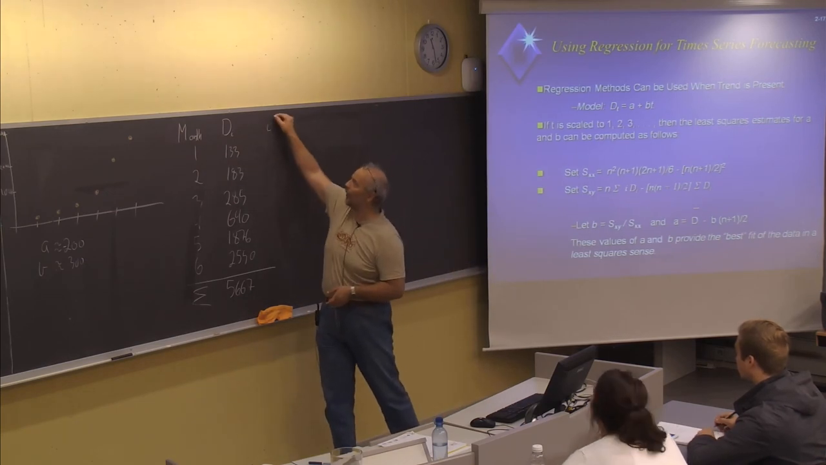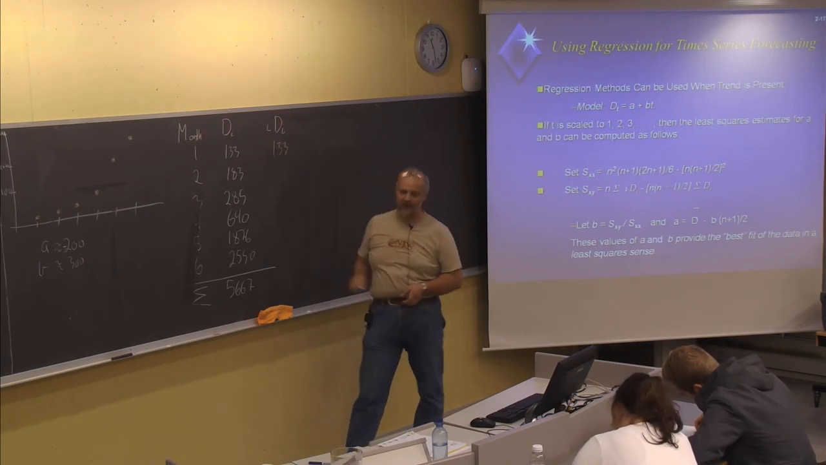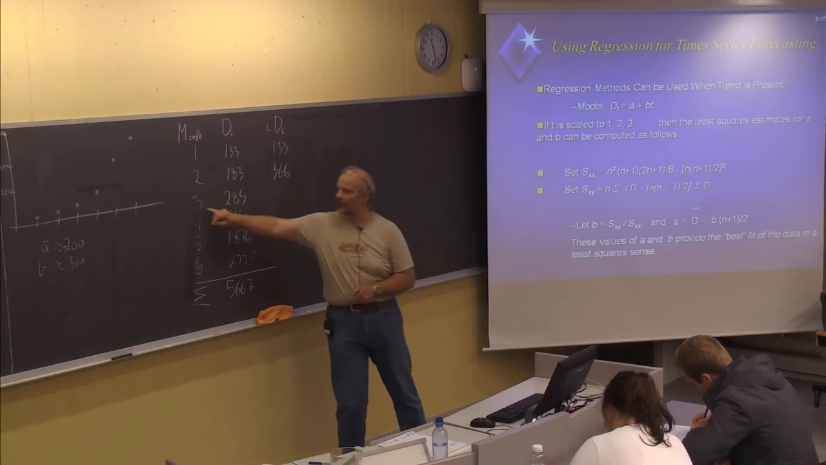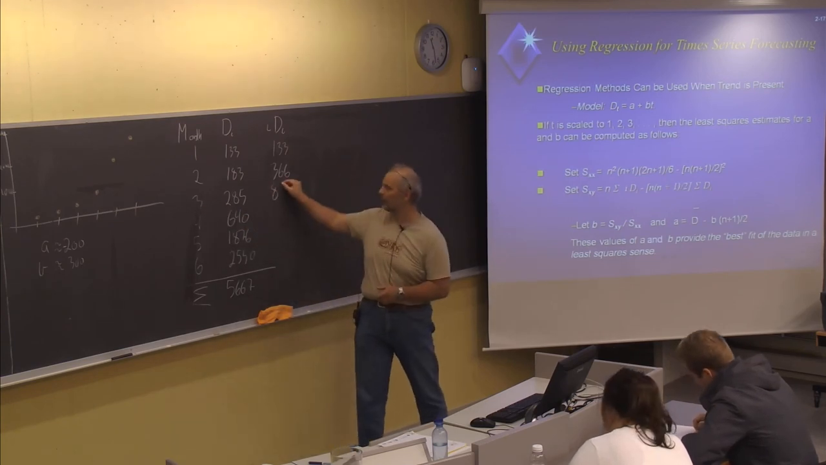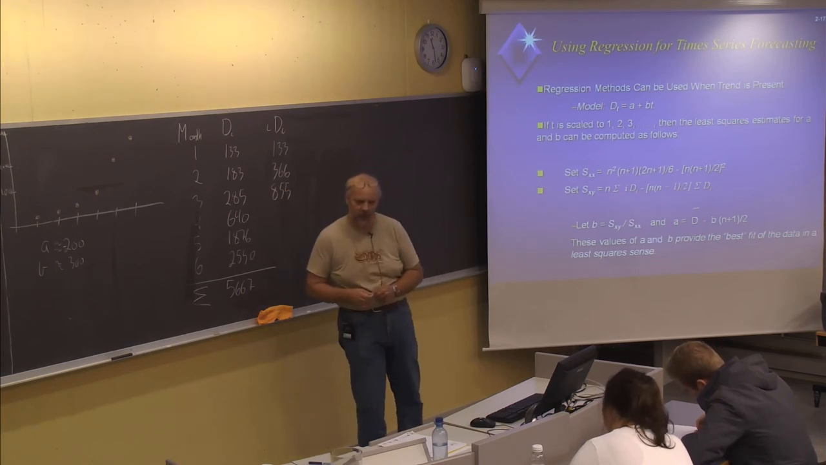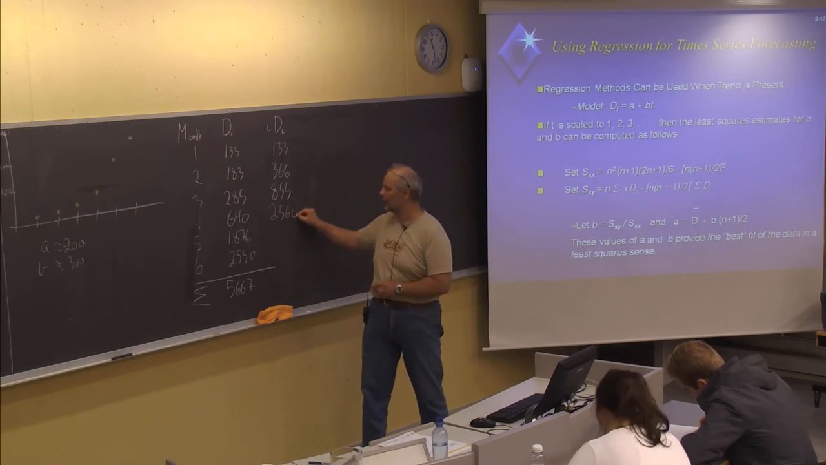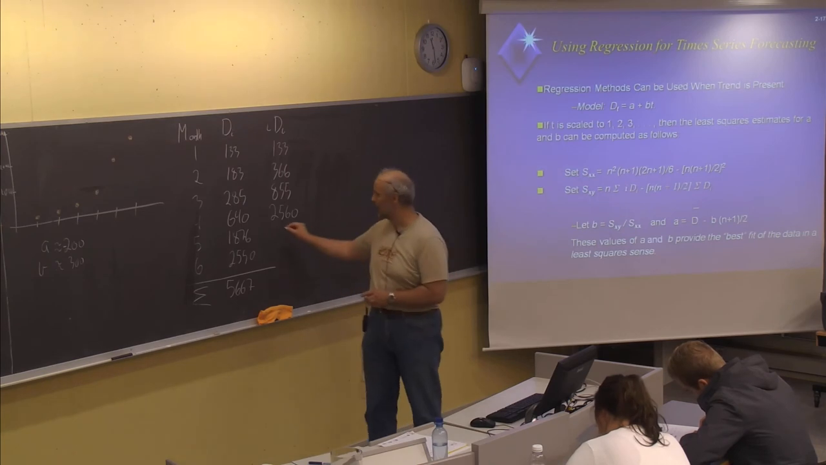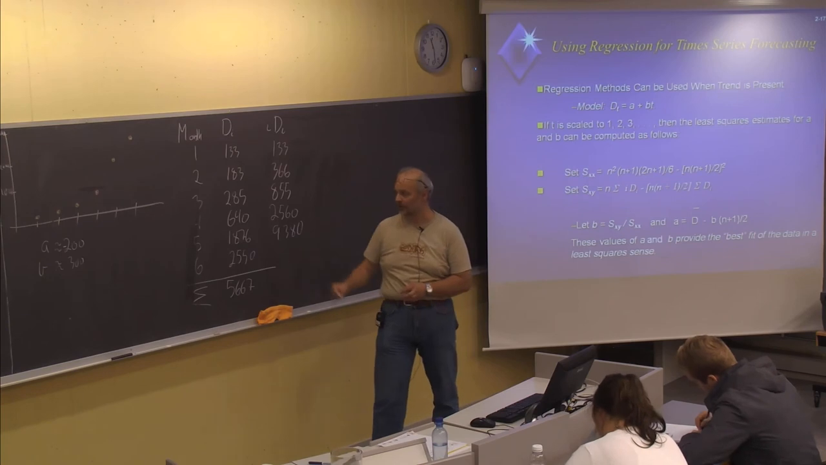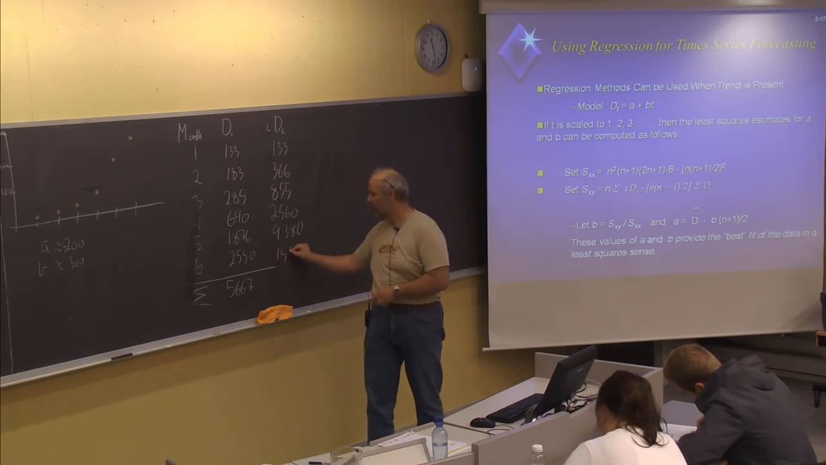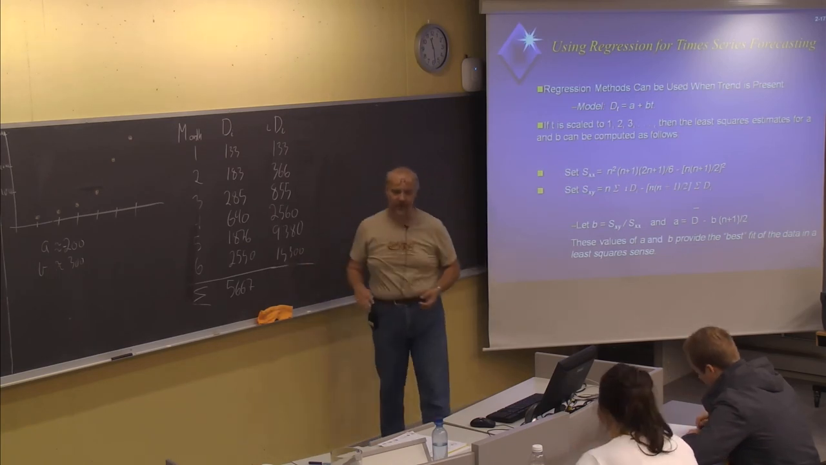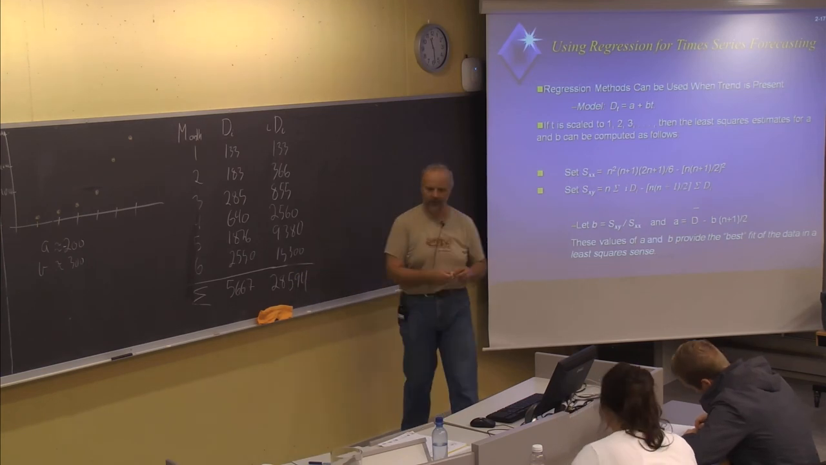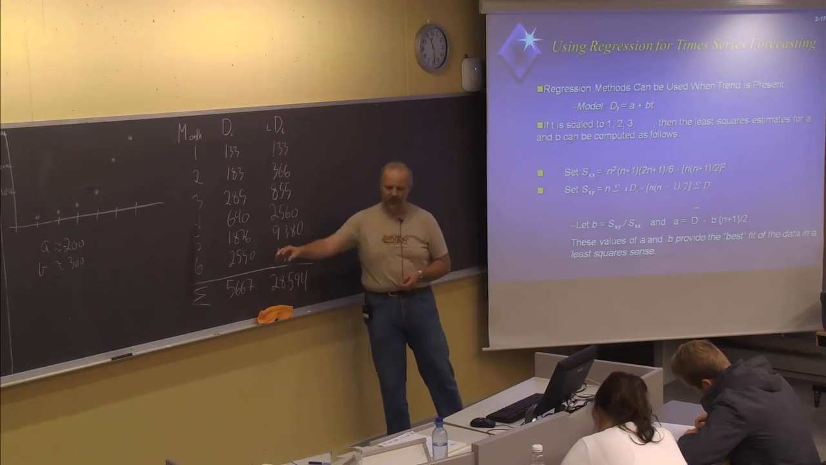To find the other value, we need the sum of i multiplied by Di, which means 1 multiplied by 133, which is of course 133. Then 2 multiplied by 183 is 366. 3 multiplied by 285 is 855. 4 multiplied by 640 is 2560. 5 multiplied by 1876 is 9380. And at last, 6 multiplied by 2550 is 15300. Summing all these numbers together, we get a total of 28,594.